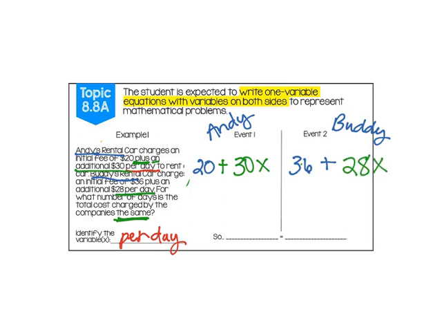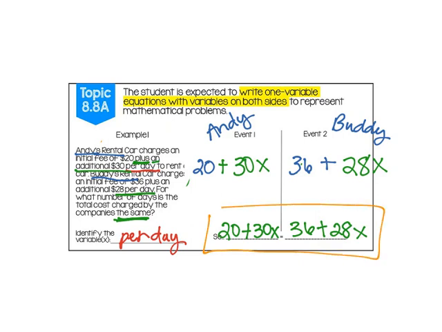Okay, then it says for what number of days is the total cost charged by the companies the same, meaning they want us to set it equal to one another. So 20 plus 30x is equal to 36 plus 28x, and that would be our equation for this scenario. All right, vocabulary is key, guys. Make sure you're understanding what the words associated with the operations are. Okay, let's do another example.